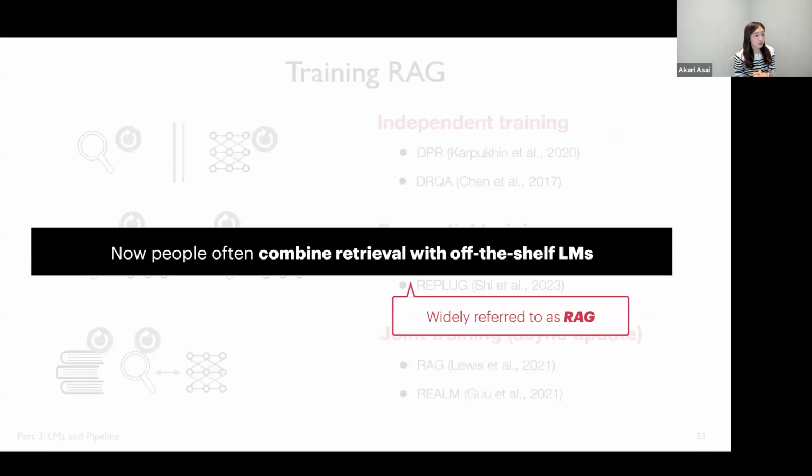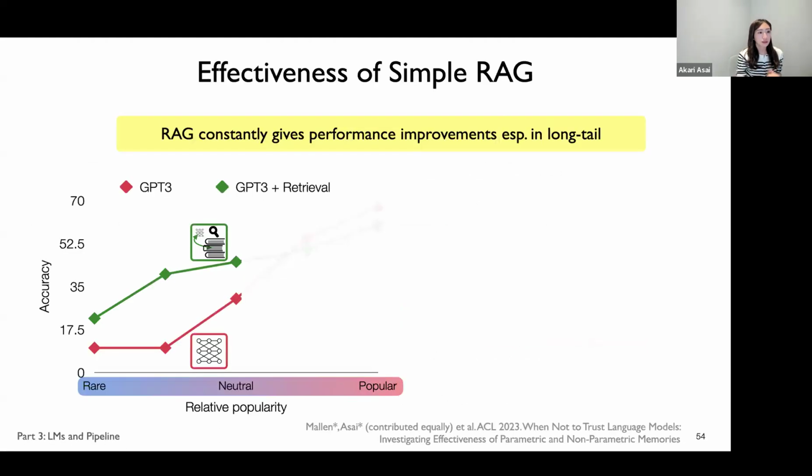However, starting in 2022, several papers showed that without those additional complex training methods, strong language models can effectively use retrieved documents and reach high performance, matching much smaller but fully supervised models. One of our papers conducted one of the early studies of this simple retrieval-augmented generation strategy, and we found that by combining GPT-3 with an off-the-shelf retrieval model like BM25 or Contriever, we can get performance improvement, especially for long-tail questions.